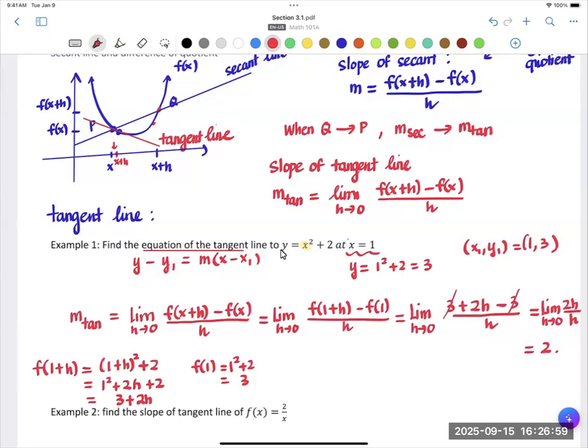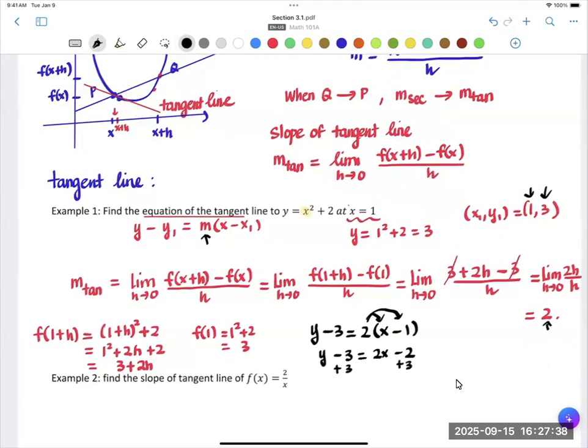So now we're putting everything together. We will have y minus y1, which is... m is 2, times x minus, oops, y1 is 3, not 2. y1 is 3. Minus x1 is 1. So we have the equation of the tangent line: y minus 3 equals 2 times x minus 1. If you want to, you can distribute the 2: y minus 3 equals 2x minus 2, and then add the 3 on both sides. We will have y equals 2x plus 1.